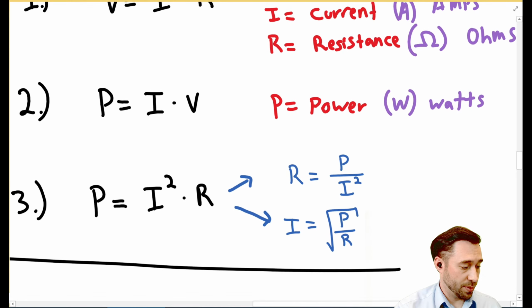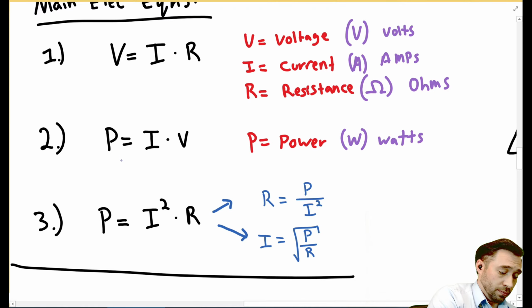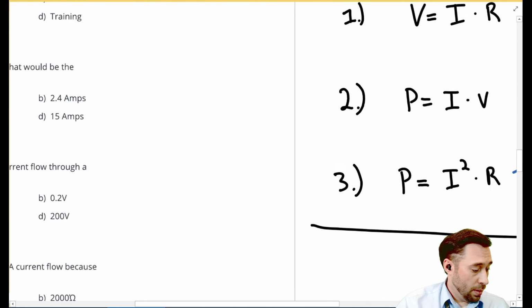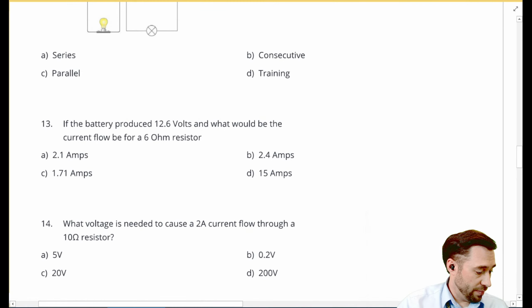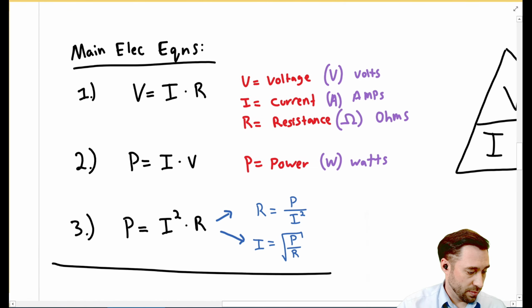I am going to have a little formula sheet that has all 9 iterations of this. It'll have the first equation solved for V, I, and R. This one will be power, current, and voltage. And here would be power, current, and resistance. I'll have it all listed out for you. Having those equations, do I need to pause it so you can take a screenshot?